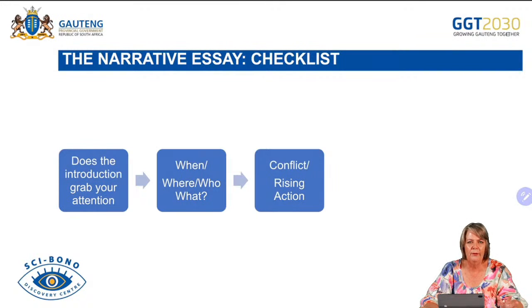Do we see conflict between two characters? Do we see a problem being addressed? Does one character have internal conflict? Because remember, conflict is not only about external conflict, and I'm not talking about a fight taking place, a physical one. Remember, in your essay, you will have a fight with words. But it could also be internal conflict, where a character has a problem in his situation.